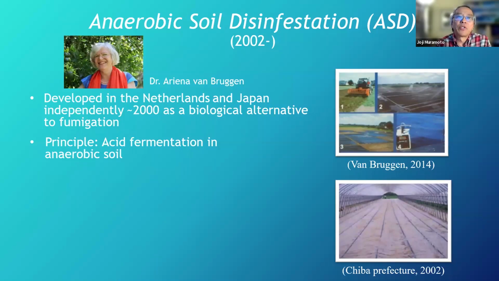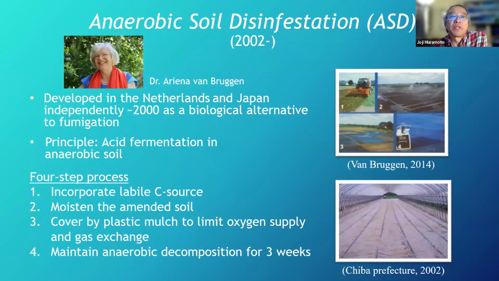The principle of this approach is acid fermentation in anaerobic soil. To implement, there are 4 steps. First, incorporate labile carbon sources to feed the native microbes. We don't add any specific microbes, but soil has abundant microbes there. So we just try to feed them with an easily decomposable carbon source, such as rice bran or wheat bran. I'm going to talk more about that in a minute. And then moisten this amended soil and cover it with plastic mulch to limit the oxygen supply and gas exchange. Under the plastic cover, we try to maintain the fermentation process, which creates unfavorable conditions for fungal pathogens, and keep it for 3 weeks or so.